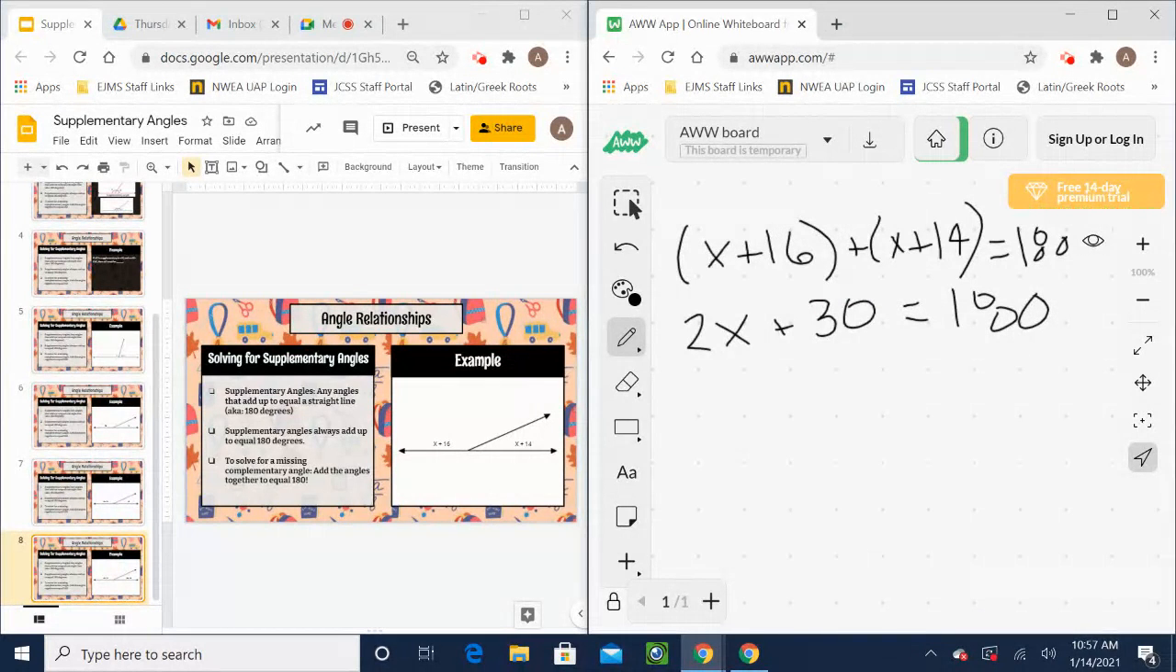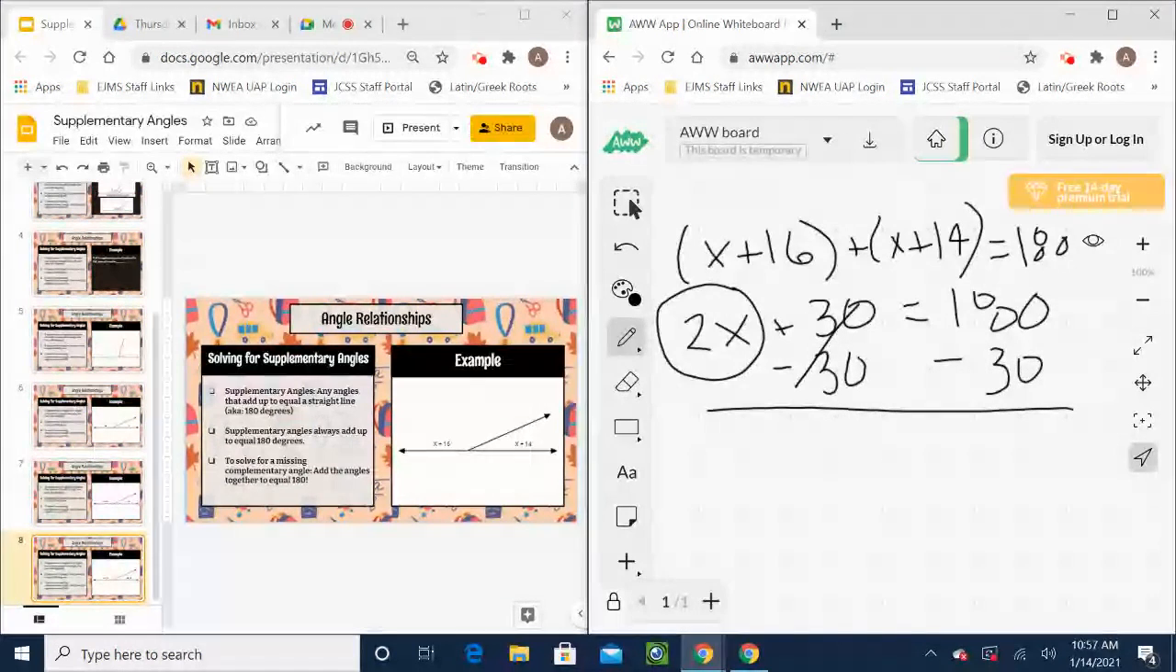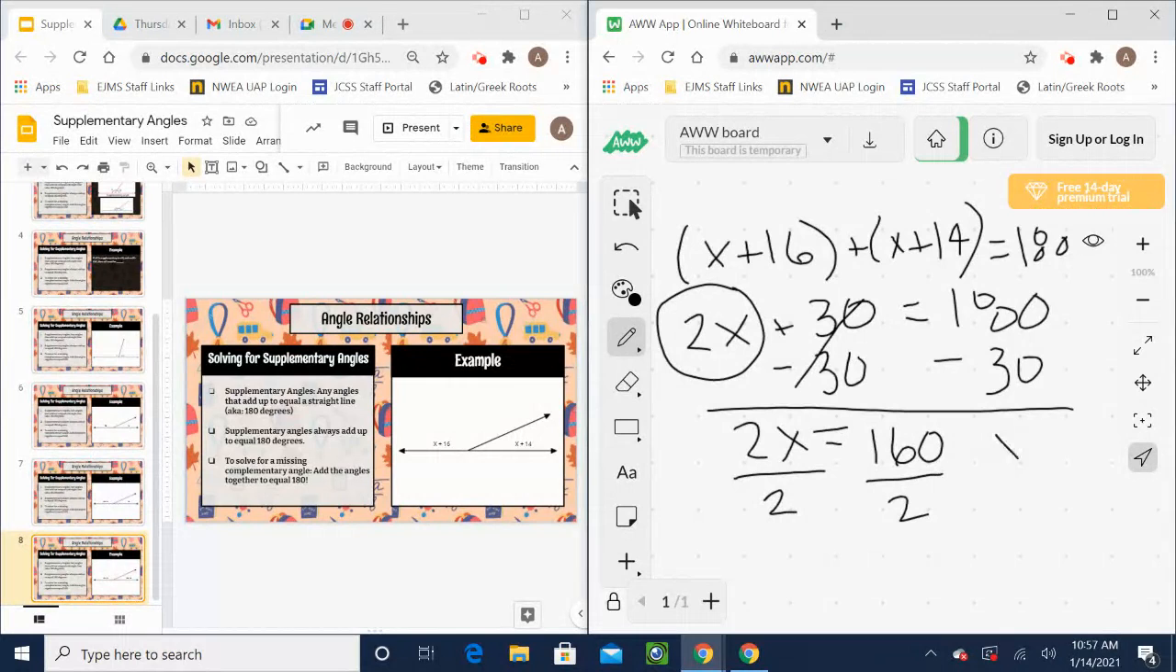All right, now this is an equation that we know how to solve. Save my variable until last. I need to reverse this plus 30 by subtracting it out to get rid of it. 2x equals 180 minus 30, which is 150. Get x by itself by dividing by 2, and x equals 80.